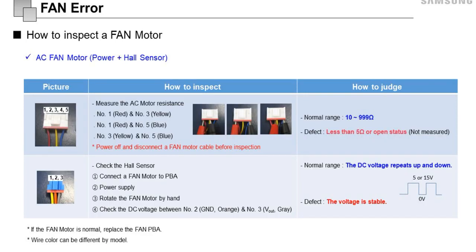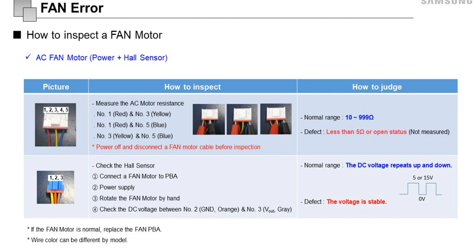First, let's see about an AC fan motor. AC motor has two different connectors. One is for power and another is for hall sensor. When it comes to the connector for power, you can check whether it is normal by measuring resistance between the two cables. At this time, don't forget to power off and disconnect the connector before inspection.